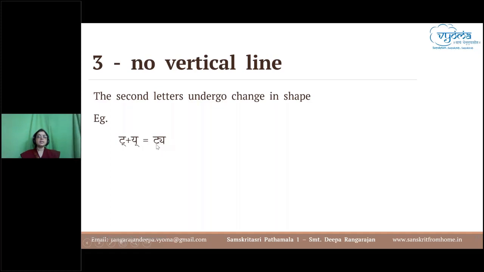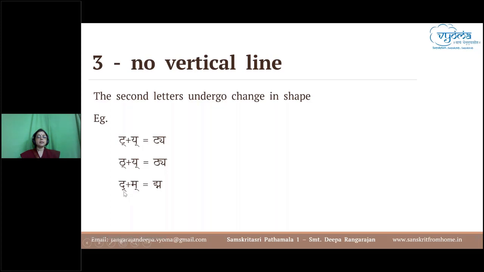So this is pronounced as ty. T plus y, ty. Similarly, t plus y, ty. Here also, the yakara has undergone a change in shape.